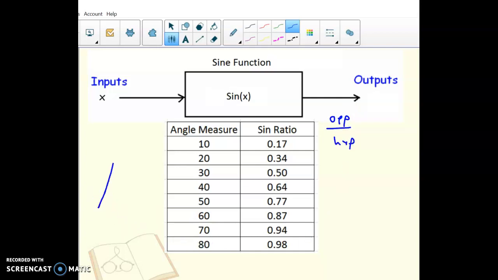If you have an 80-degree angle, right, I'll try to draw an 80-degree angle here. It's not the greatest, but at this point, the opposite is getting pretty close to the hypotenuse. It's almost 1 to 1, right? As you get really big, opposite and hypotenuse almost become the same, and that's what this ratio is saying. Okay, so when you do sine of an angle, all it is giving you is a known ratio.